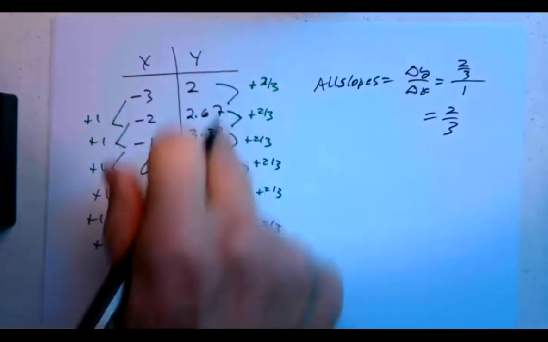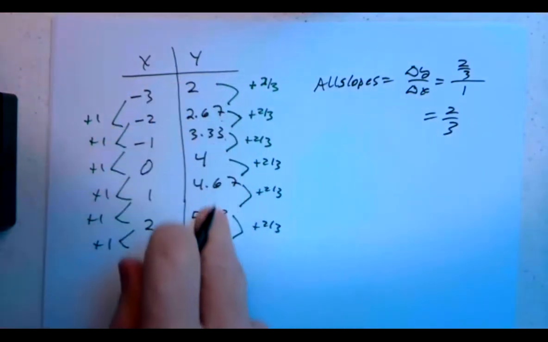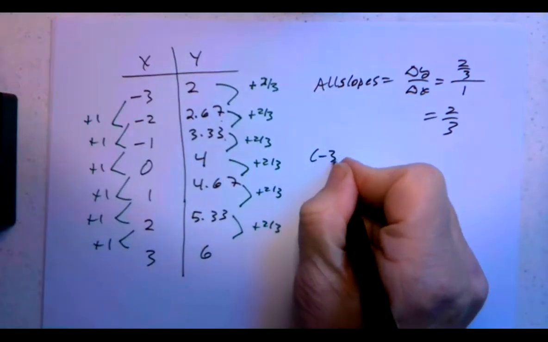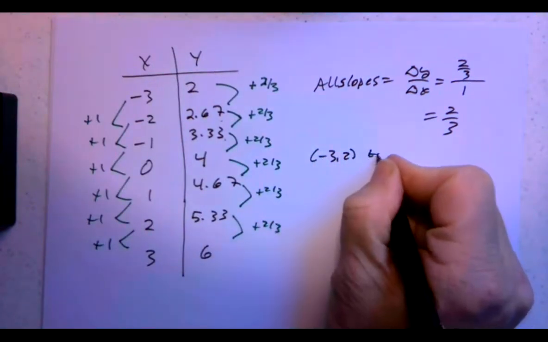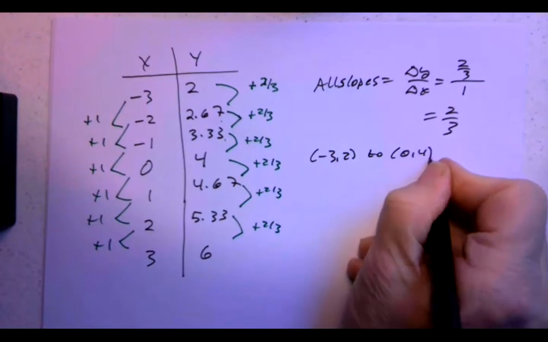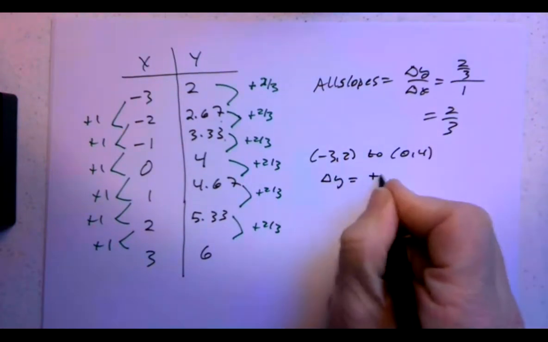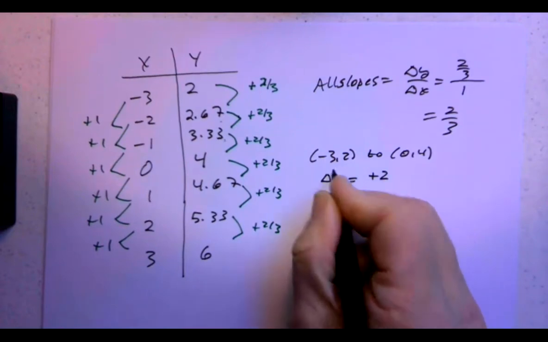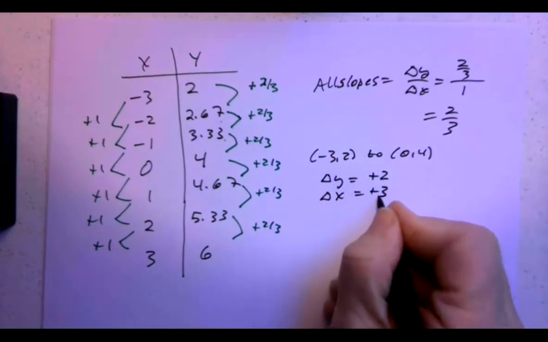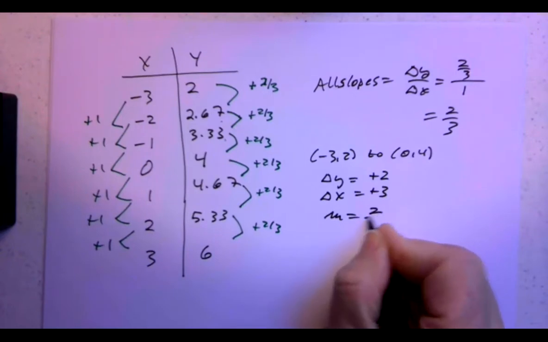If you prefer to skip the decimals, you could go from -3, 2 to 0, 4. You notice your change in y from 2 to 4 is up 2. Your change in x from -3 to 0 is up 3. So your slope is 2/3.